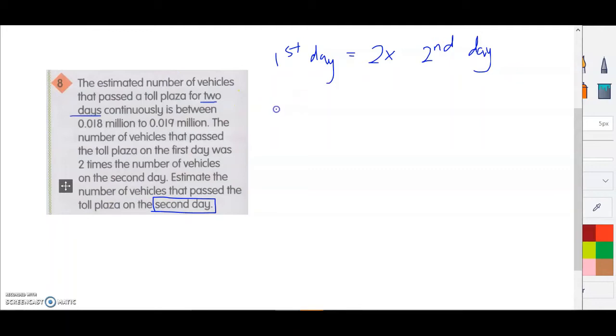Okay, step 1, we change the decimals to numbers first. So 0.018 million, we change to numbers, we have to times a million because the unit is million. Okay, 6 zeros in a million. So you can write a few zeros behind first. Okay, the decimal point is here. Then we move 6 times because 6 zeros to the right.